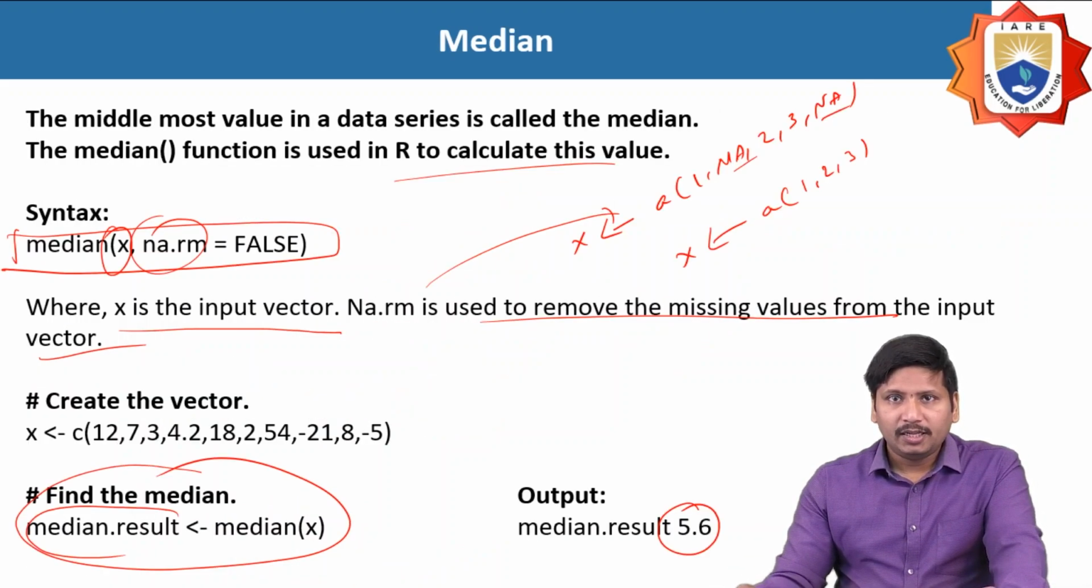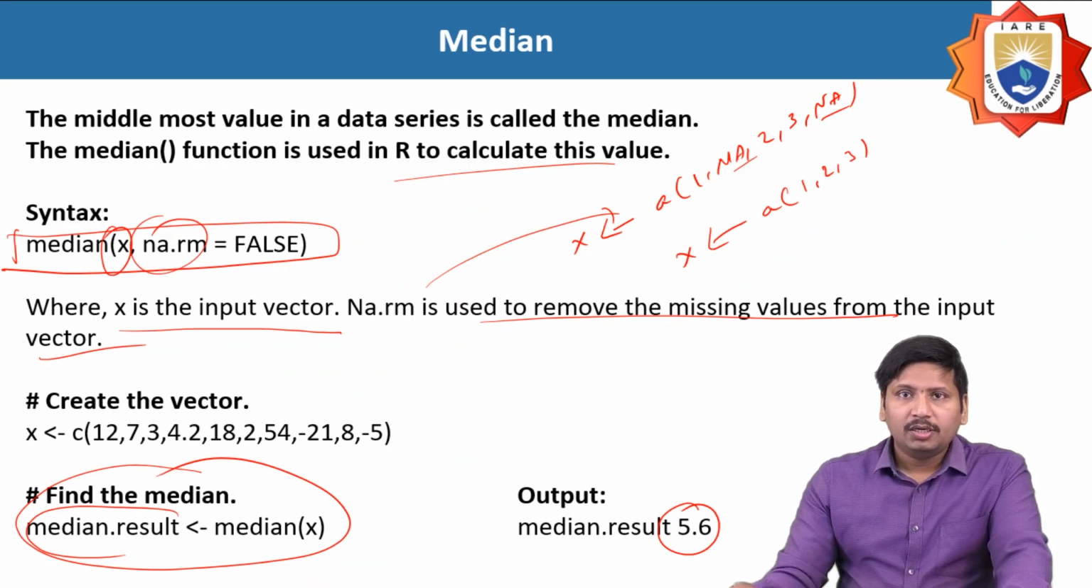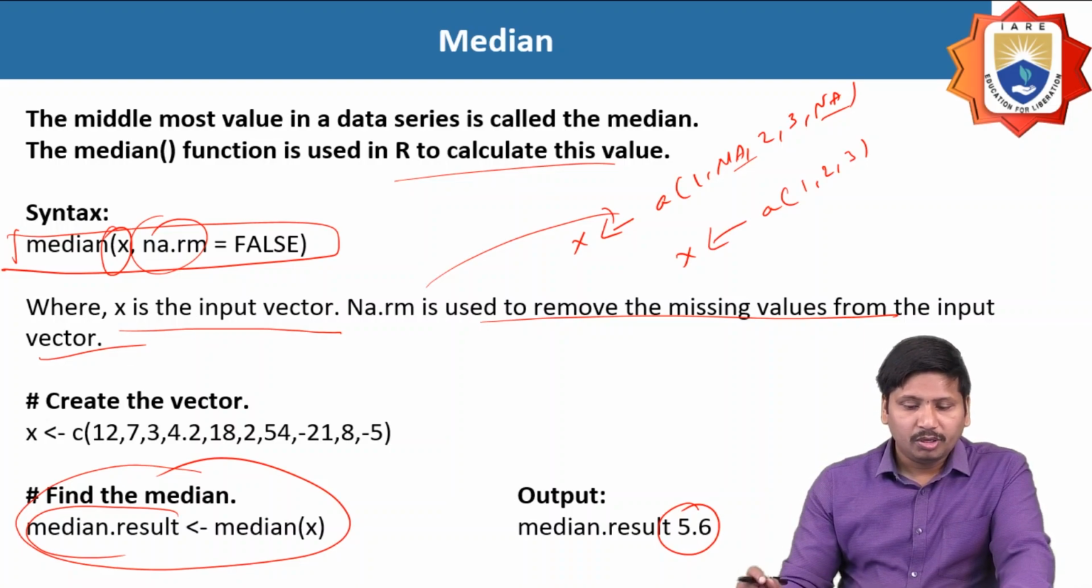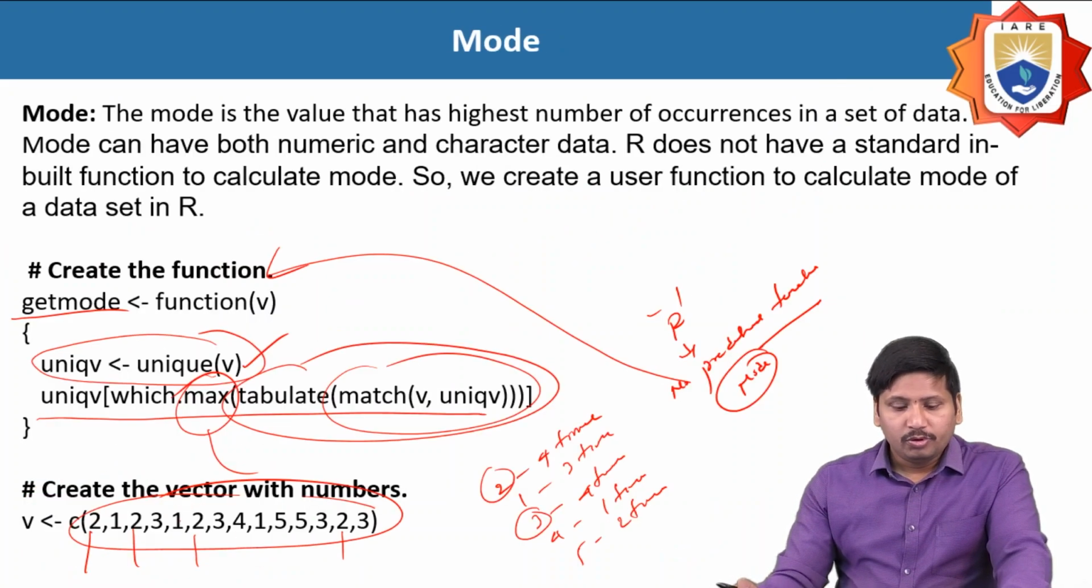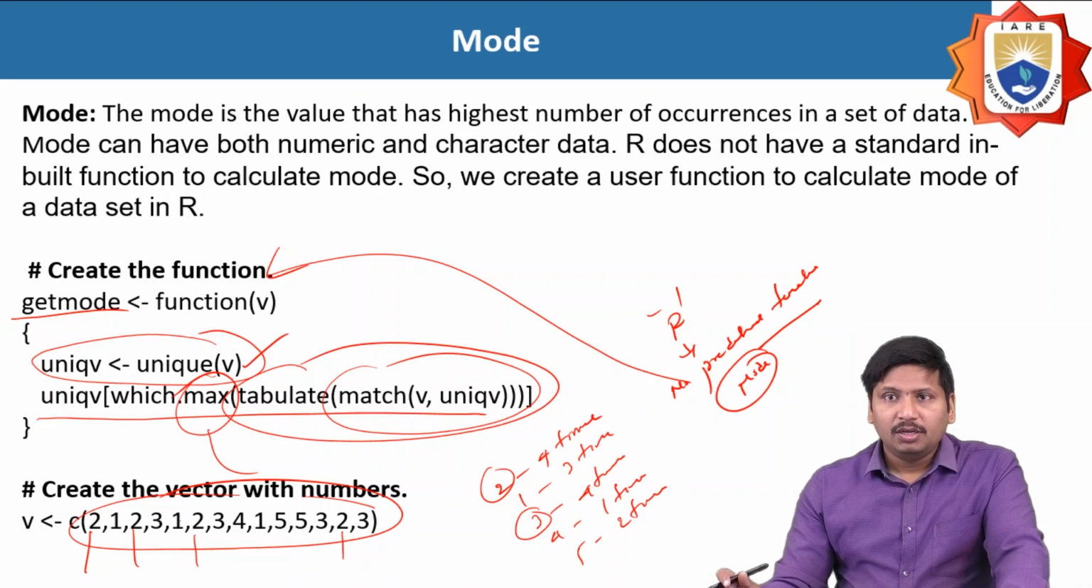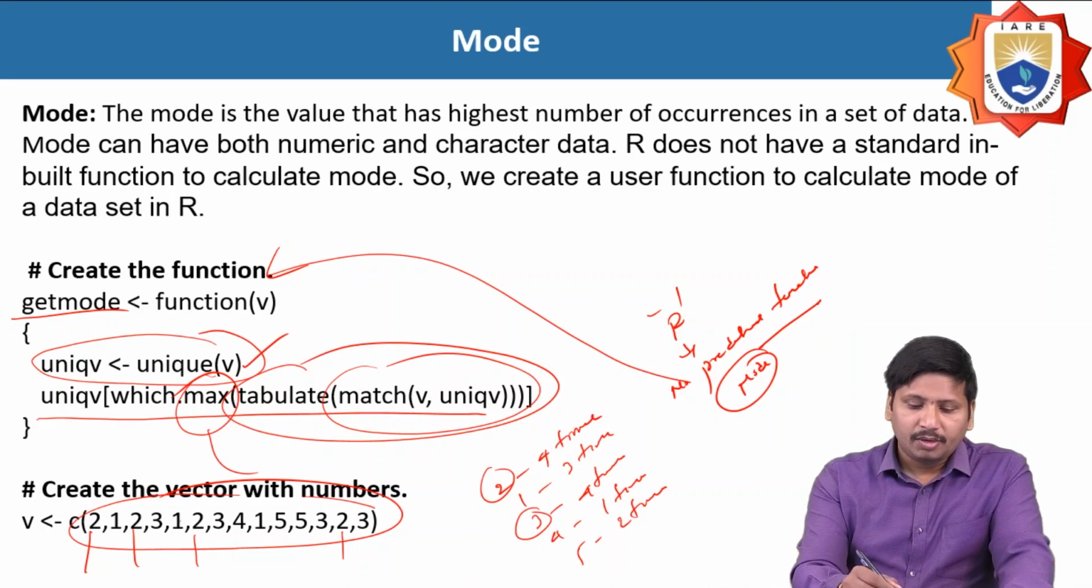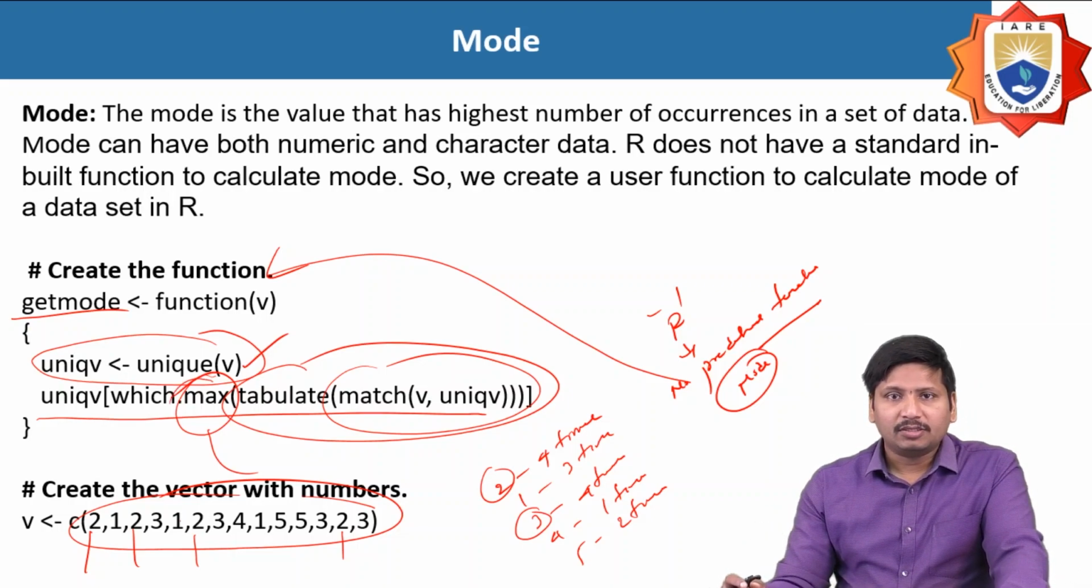Similarly, for calculating the median, we have a function like median. Here also I can make use of na.rm to remove the missing values. For mode, there is no predefined function, so we write a user-defined function. For this, we can make use of the unique function and then the max function, to find the value that occurs the maximum number of times among the list of n values.